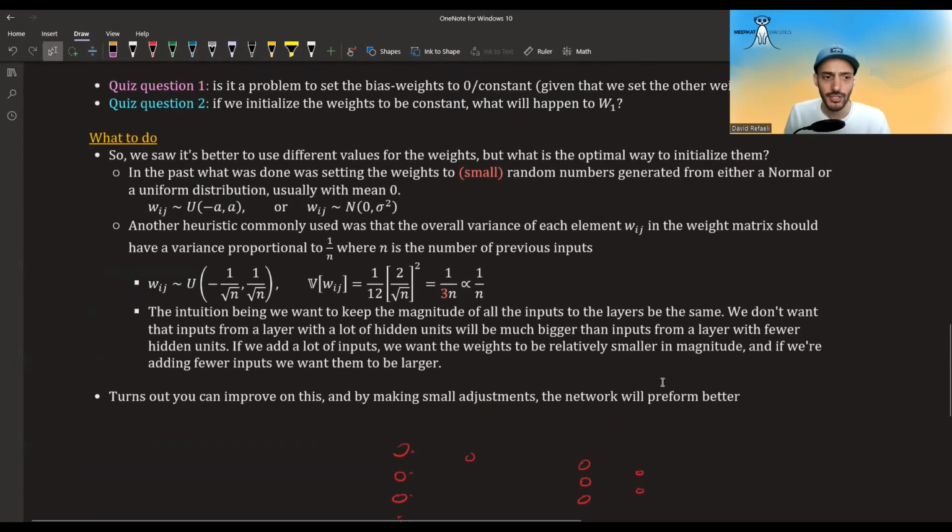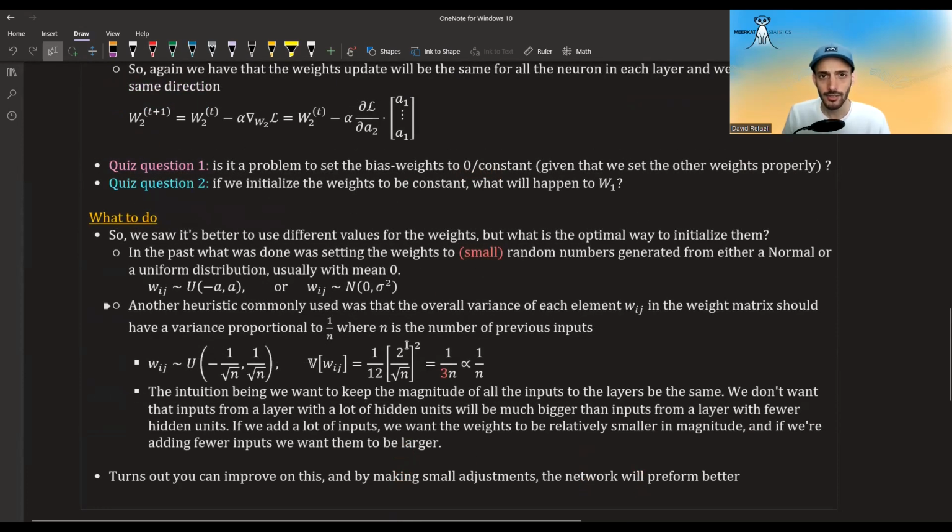So this is the intuition behind this heuristic, but it turns out you can also improve on this. There are many initialization schemes, and in the next video, I'm going to talk about the 2 most popular ones.